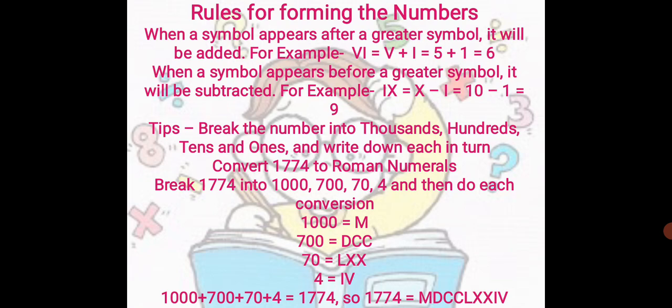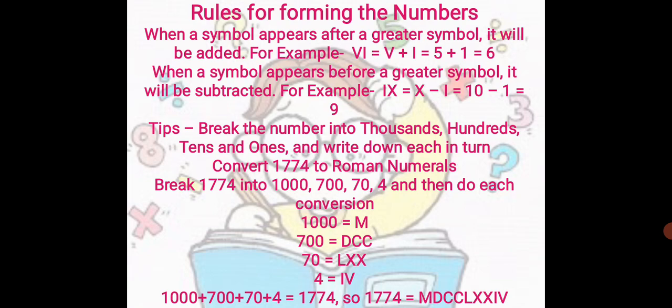Now it's time for the tips. Break the number into thousands, hundreds, tens and ones and write down each in turn. Convert 1774 to Roman numerals. So first what to do? We have to write the numbers according to the expanded place value chart. 1774 means 1000, then 700, then 70, then 4.